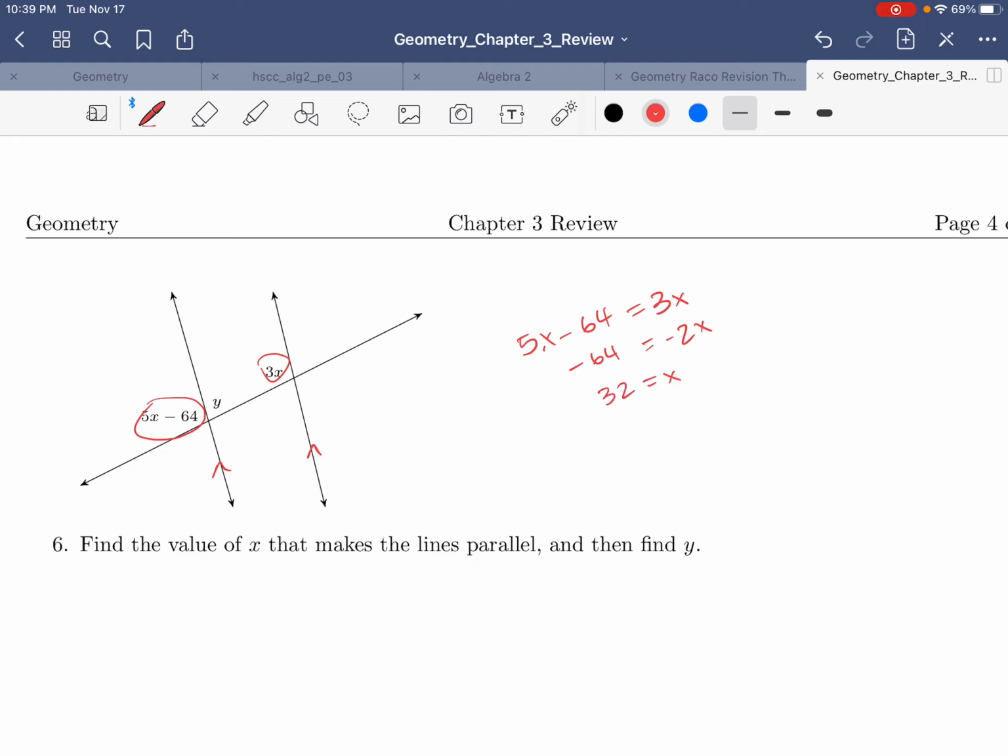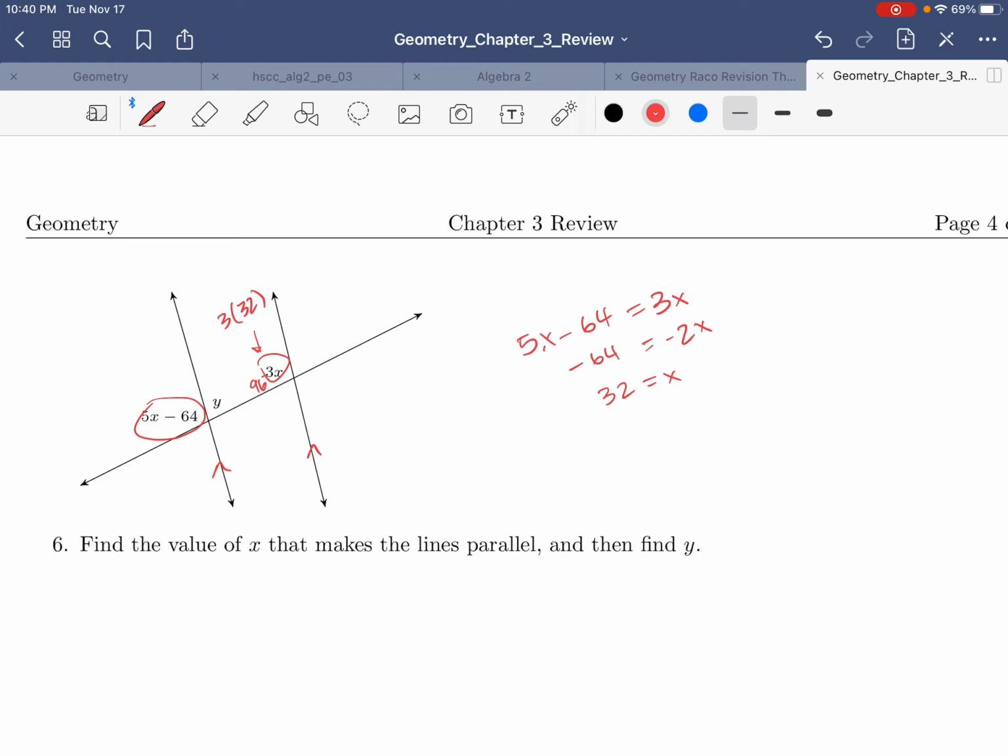Now be careful, the angle is not 32. The x is 32. So if I wanted to find the angle, I've got to take the x, which is 32, and plug it back in right there. So 3 times 32, which means that this angle comes out to 96 degrees. So I now know that that's a 96 degree angle.